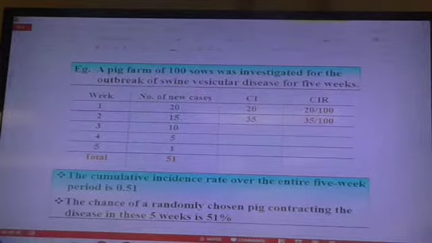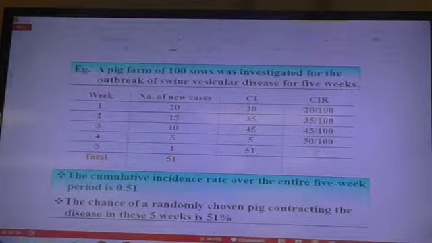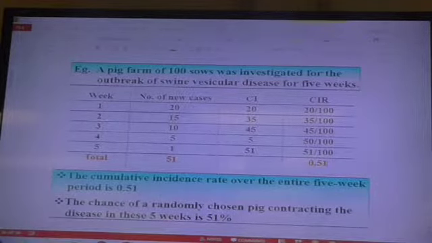During the third week, 10 more cases occur. So the cumulative incidence over the 3 weeks period is 45 now. It becomes 45 divided by 100. 5 more cases during the fourth week. So this becomes 50 divided by 100 again. Then 1 case there, so you have 51. Cumulative incidence over the 5 week period is 51. So it's 51 over 100. So now total over the 5 week period, the cumulative incidence is 51 over 100, which is 0.51.